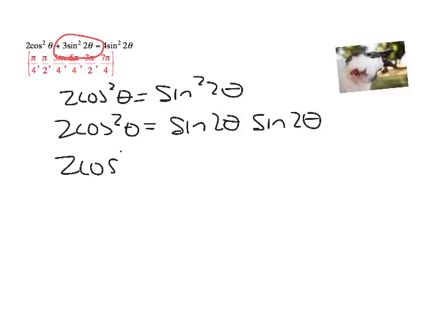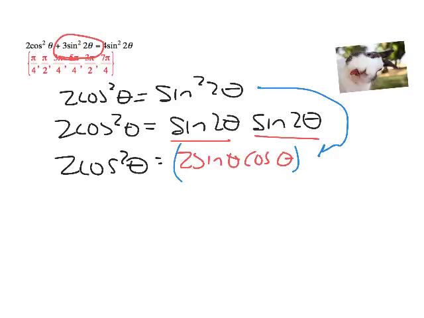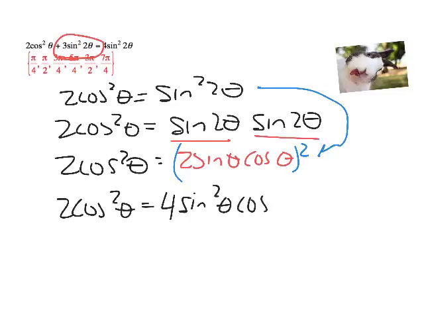So you've got 2 cosine squared theta equals, I'm pulling off of my green sheet, the 2 sine theta cosine theta. And you didn't have to rewrite it out. You could have actually just gone from this line to this line and just squared it, really. I just kind of wanted to call attention to it. So you've got 2 cosine squared theta equals 2 squared is 4, sine squared theta cosine squared theta.